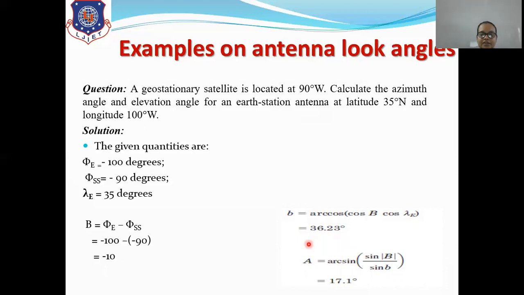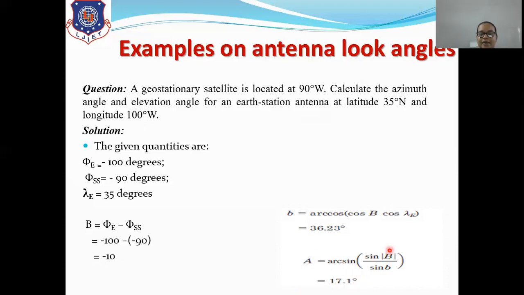Clear? Now, in the third step, you need to find capital A. Capital A is equal to arc sine of modulus of capital B divided by sine of small b. Again, capital B we have found, and small b also we have found in the last step. So substitute capital B and small b in this. Make sure here it is a modulus of B, so you have to take positive 10. Clear? So substitute in this, take the division and then take the sine inverse. You will get capital A, which is equal to 17.1.